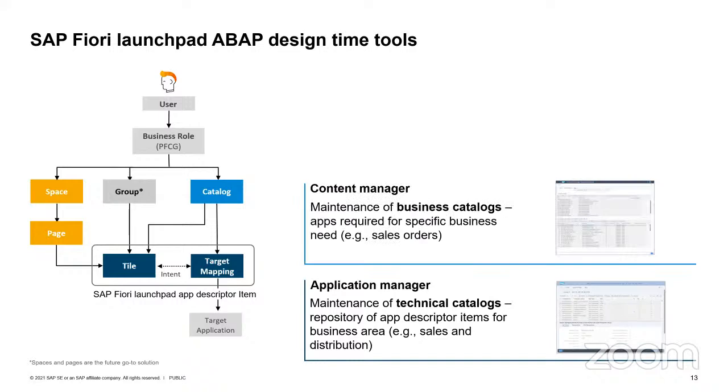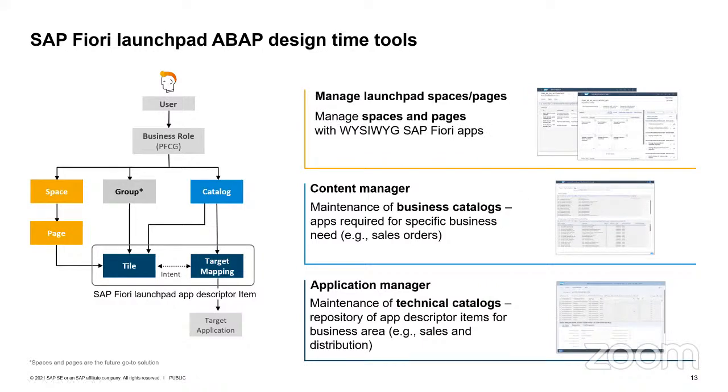Then we have the content manager. The content manager is there to maintain the business catalogs. It's also a very good tool to analyze your content in the system. And we have several reuse functionalities, which is a very appreciated tool by our customers. So it's really good to analyze your system content here. And the business catalogs only have references to the original catalog. So the originals are defined in the application manager. In the content manager, you define business catalogs where you have references to the original content.